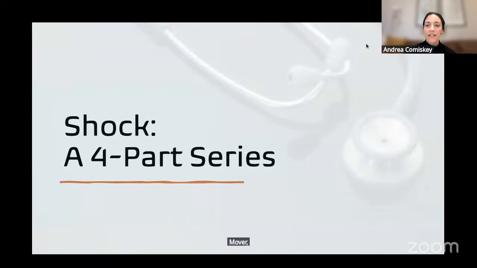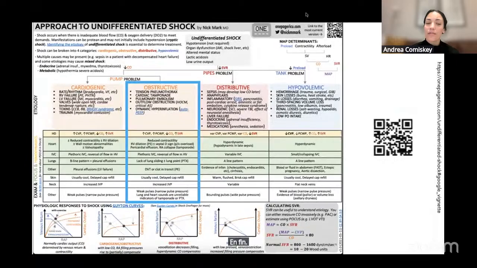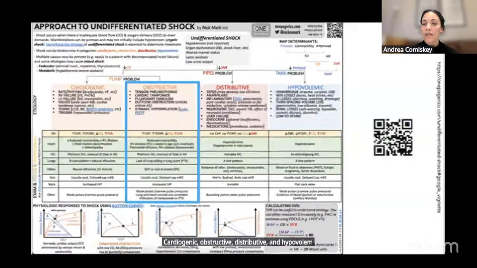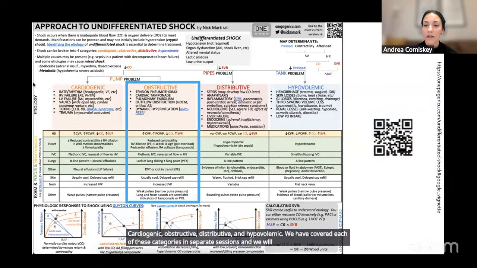For those of you that have been a part of the last 3 sessions, we have discussed all different forms of shock. To further reiterate and approach shock again, we can describe it in 4 separate categories: cardiogenic, obstructive, distributive, and hypovolemic. We have covered each of these categories in separate sessions, and we will refer back to this one pager very quickly as an approach to undifferentiated shock.